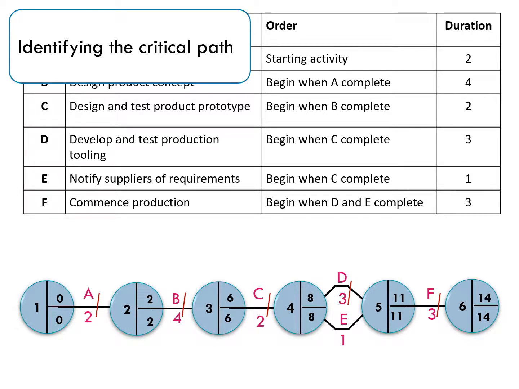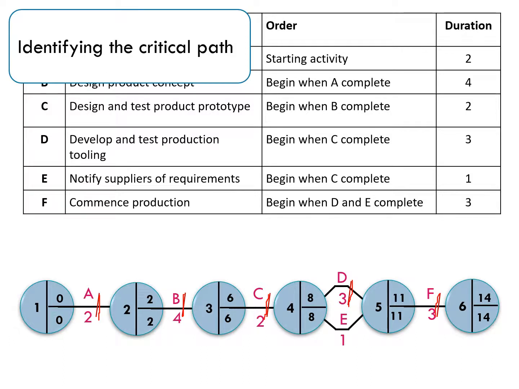So we indicate that by making a score through the activities that are critical. So A is critical, B is critical, C is critical. Now we have D and E here, but only D is critical. If D is delayed, it's going to push the whole project back. Actually, E is not critical because we need to wait for D to finish before we move on to F.